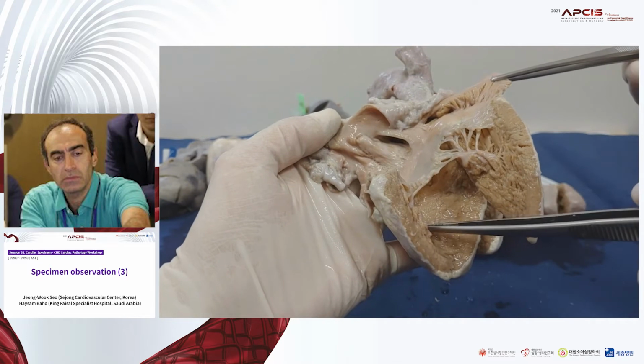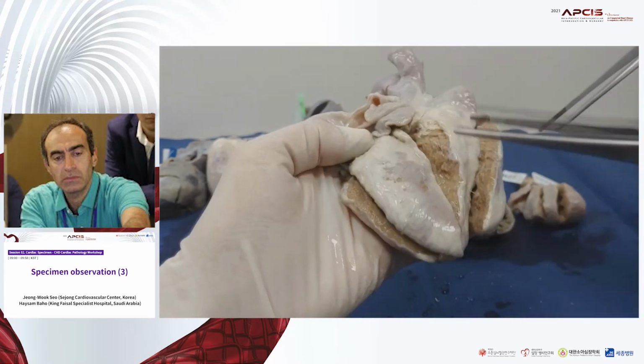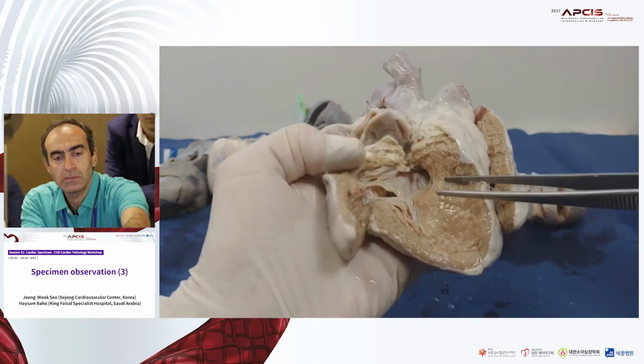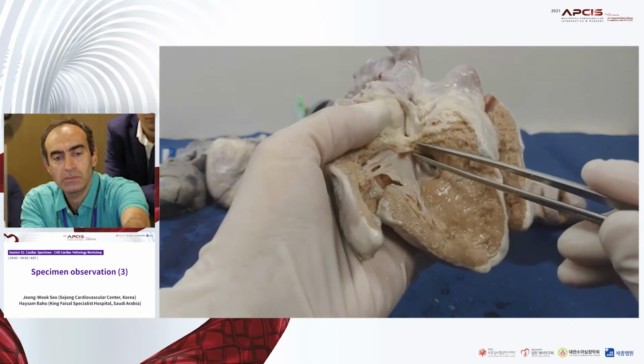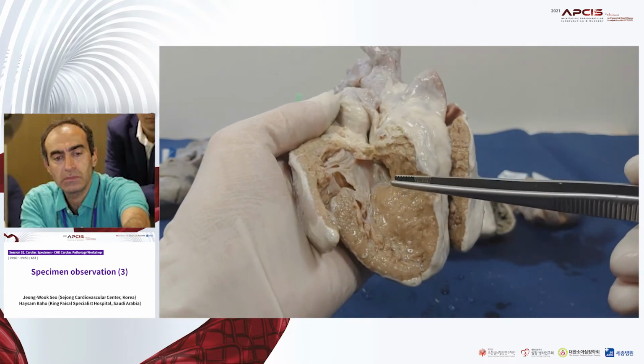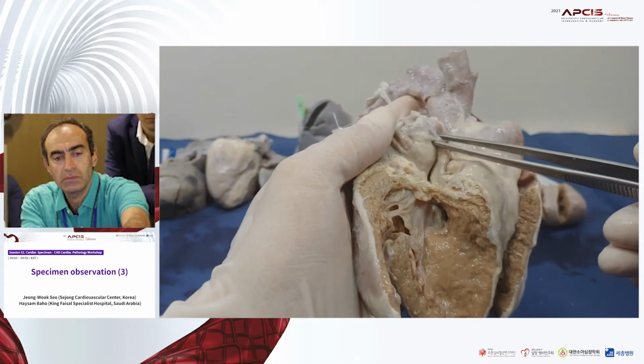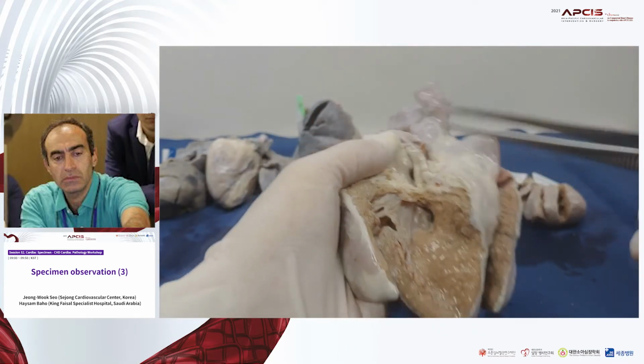So, atrioventricular discordance here. And now if we open up the outflow tract, we see that the left ventricle is connected to a pulmonary artery. So again, ventriculo-arterial discordance. So it's a double discordance.